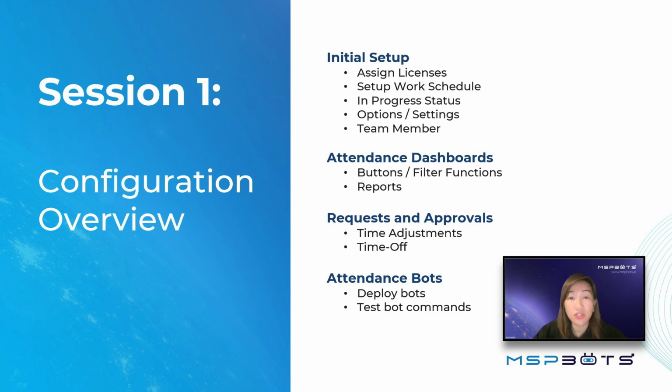In the first session, we'll cover the initial settings or items that need to be set up in order for you to implement the Attendance Manager properly. We'll go over the Assign Licenses, set up work schedule, the in-progress status setting, the options under the Settings tab, and the team member. We'll also go over the attendance dashboards, the buttons and filter functions so you can customize your view of the dashboard, and the reports and ready-to-use dashboards to give you insight into your team's attendance status.